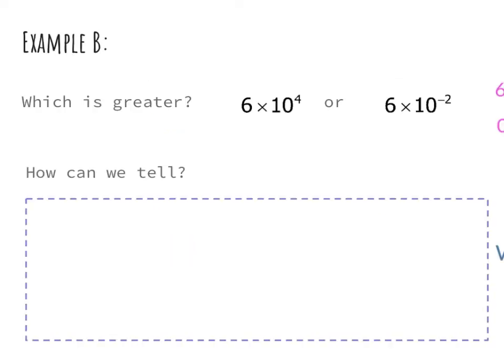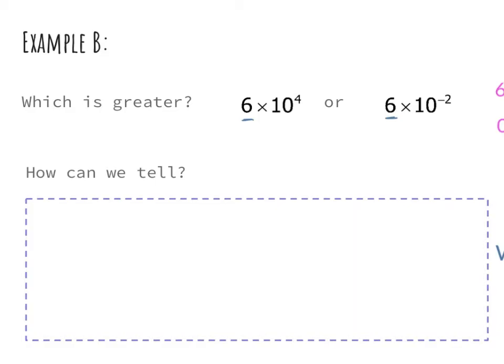So here we are in example B, and example B is asking us which of these two numbers is greater and how can we tell? Taking a look at the two numbers, we have a bit of an issue to begin with. The issue is that they have the same number leading them off. We have a 6 here and a 6 here. Since they're both 6, we're going to have to come up with some other way to do this.